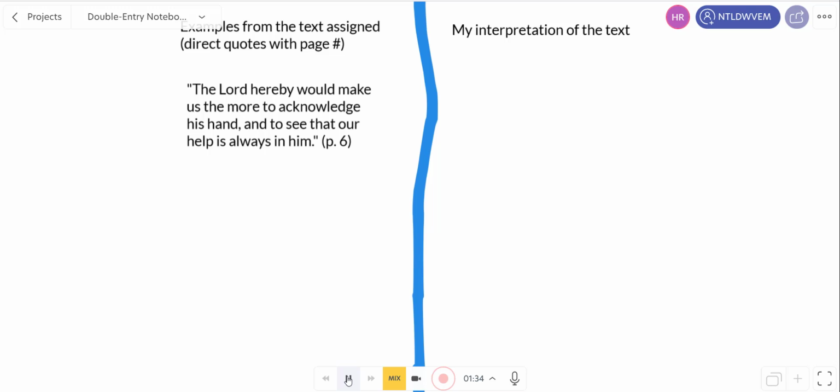And then my interpretation, you know, what do I think that she is telling us or showing the reader? And I think that this shows us that she is very religious, very faithful. So this is an example of a double entry notebook. On the one side, we have direct quotes from the text with a page number. And on the other side, we have our reflections and interpretations.